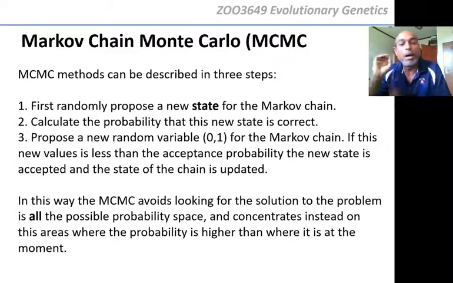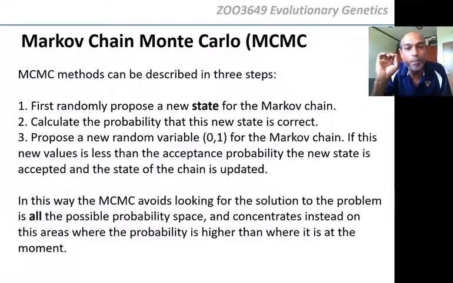So in this way, the Markov chain avoids looking for the solution to the problem in all the possible probability space. Basically, it doesn't have to calculate the probability for every single combination. It only calculates the probability of the new state that it is in. And as long as the likelihood of the state is getting higher and higher, he knows that he's always going up a likelihood peak. And if the likelihood is going up, then where are you going to get to eventually? The maximum likelihood, right? If the likelihood keeps going up, soon you will get to the maximum likelihood.